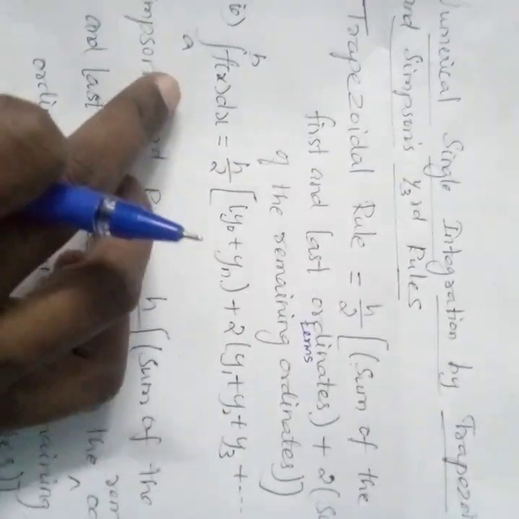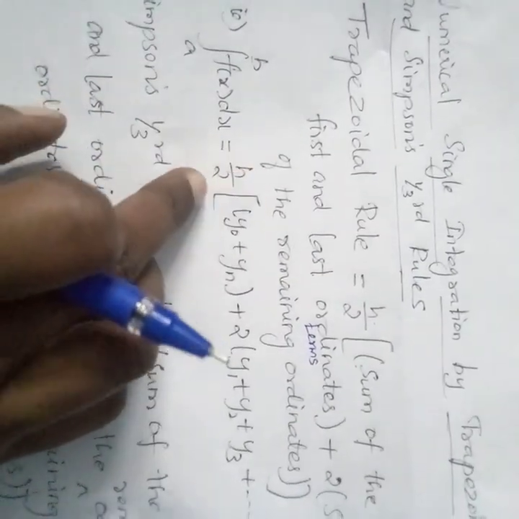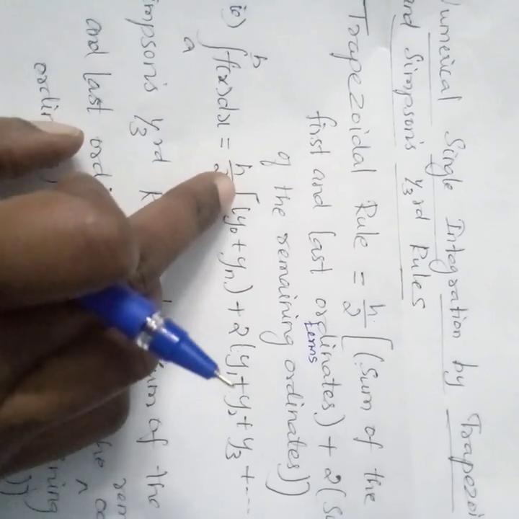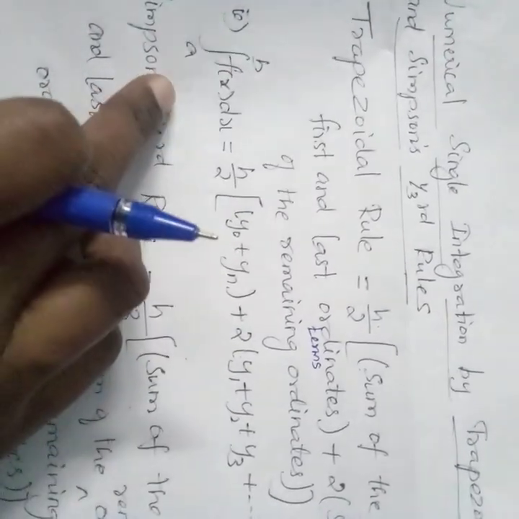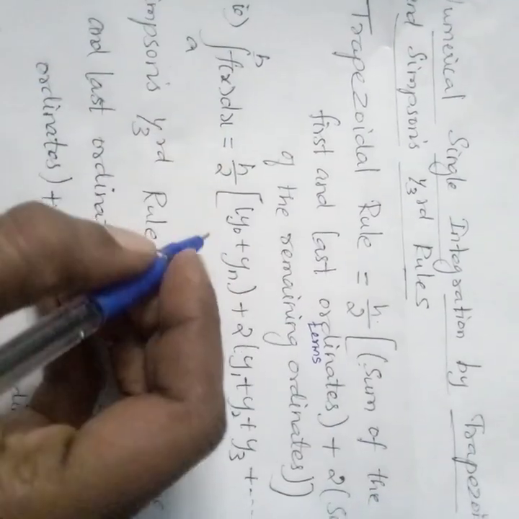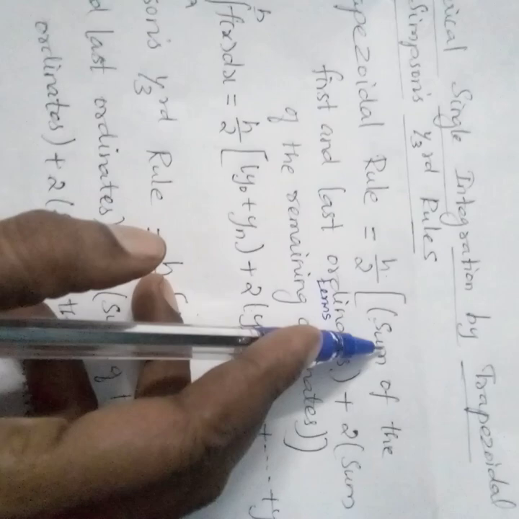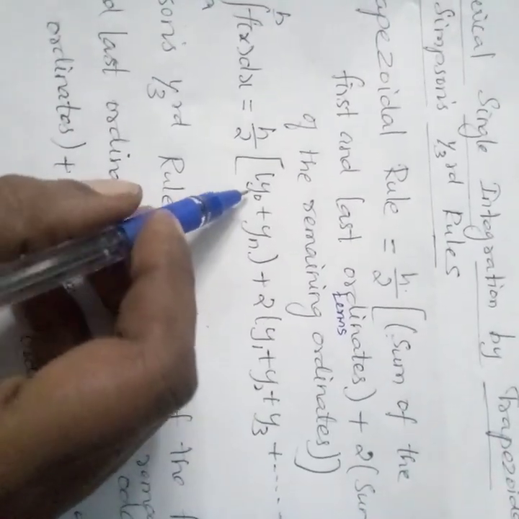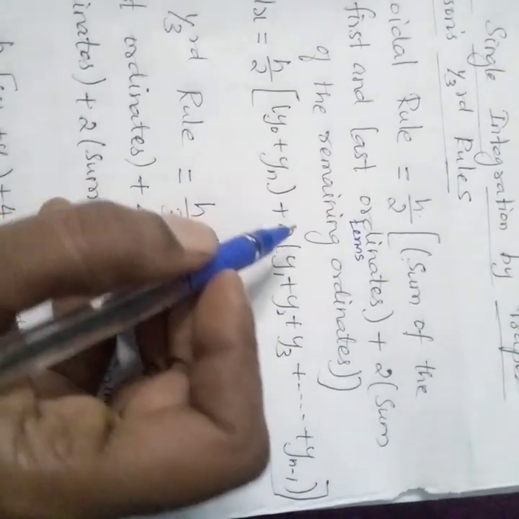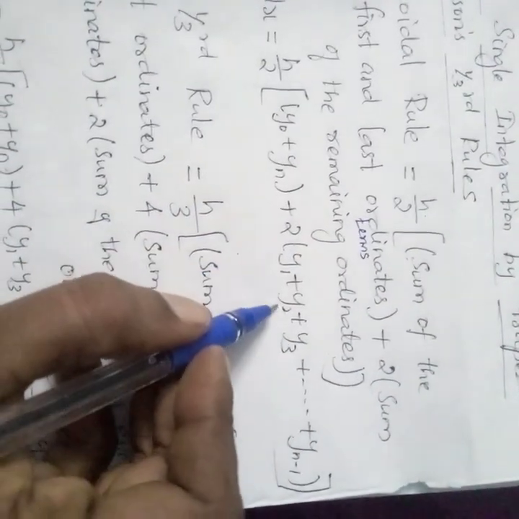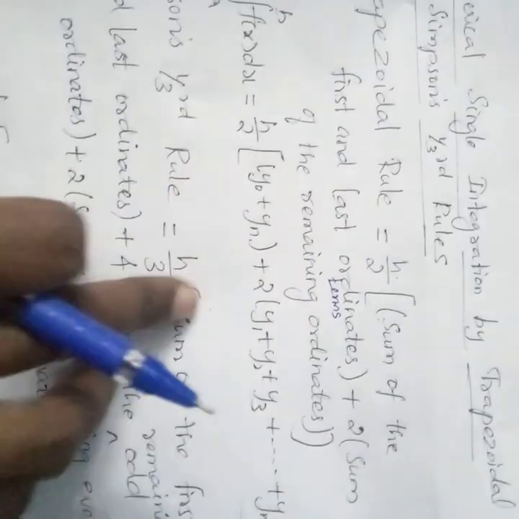That is, in notation, integral a to b f of x dx is equal to h by 2. H is the difference between the two limits, that means upper limit minus lower limit. H is equal to b minus a. H by 2 into the sum of the first and last terms, that means y0 plus yn, plus 2 into the sum of the remaining terms, y1 plus y2 plus y3 plus etc. plus yn minus 1. This is trapezoidal.